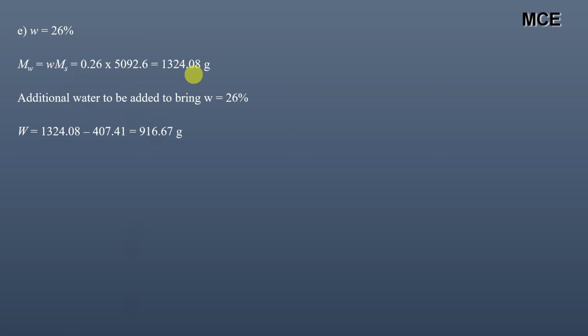So this is how you can calculate how much water you need to add to a borrow pit material soil, if it has a certain water content, to raise its water content to a desired level. This is needed when we are compacting the soil, when we are taking the soil from a borrow pit and compacting it at a certain desired water content level.